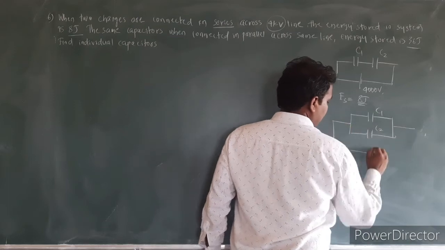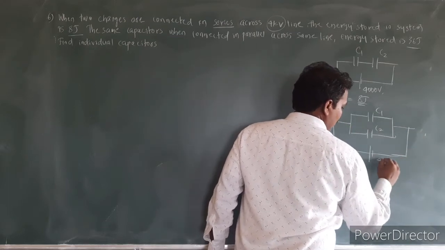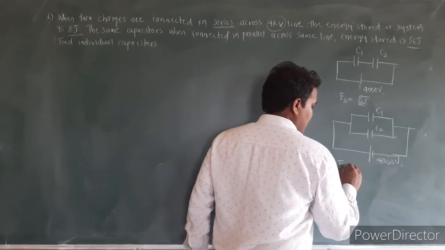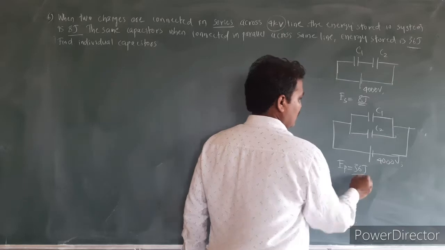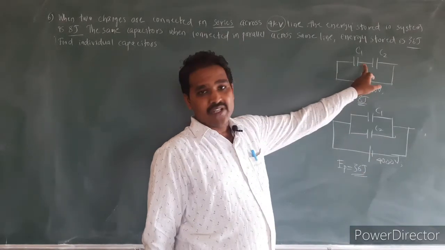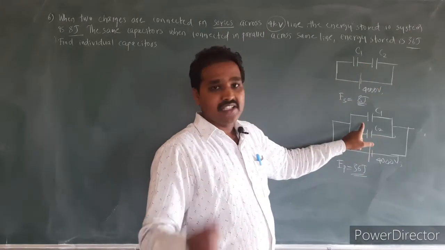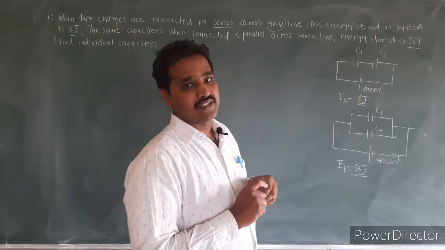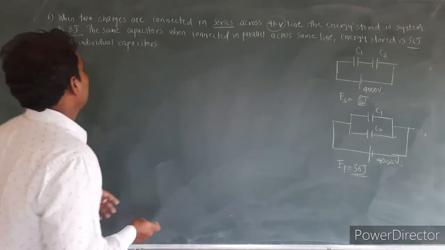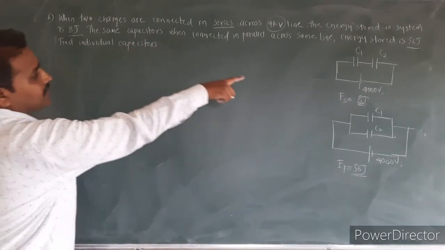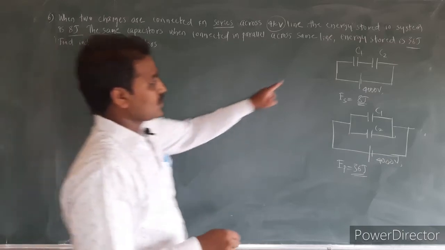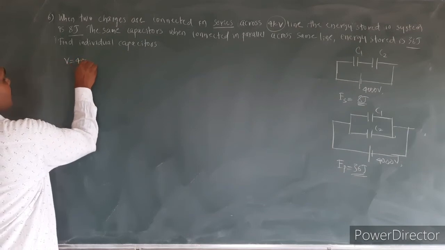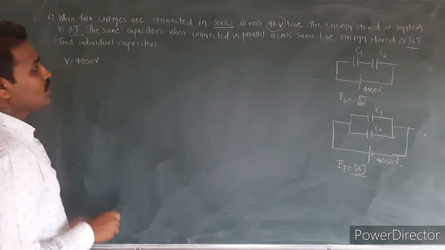Similarly, when the same capacitors C1 and C2 are connected in parallel combination across the same voltage of 4000 volt, the energy stored in the system is equal to what? 36 joules. Okay, because whenever the combination of the capacitors changes, the effective capacitance also changes. Hence, the energy stored in the system also changes. Okay, and first we shall write the data given. C1, C2 we have to find out. Yes, voltage is equal to what? Voltage is equal to 4 kilovolt, that is 4000 volt.